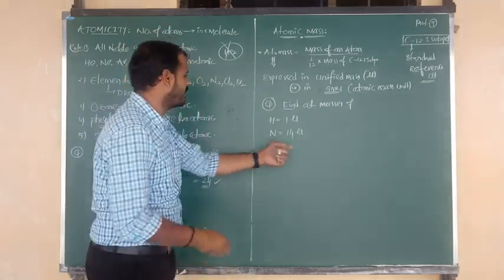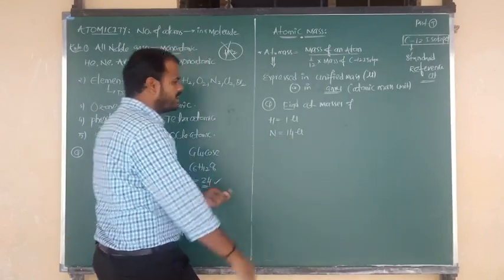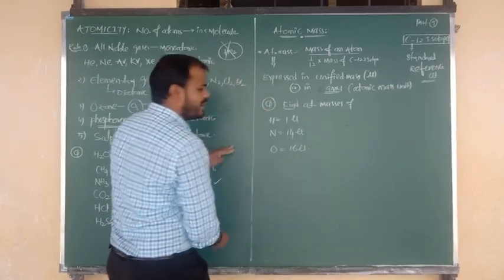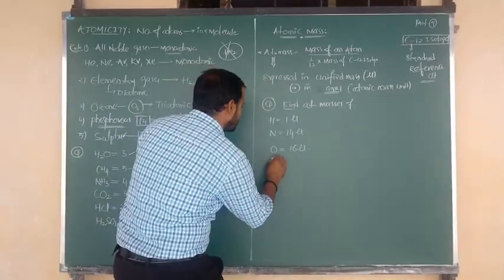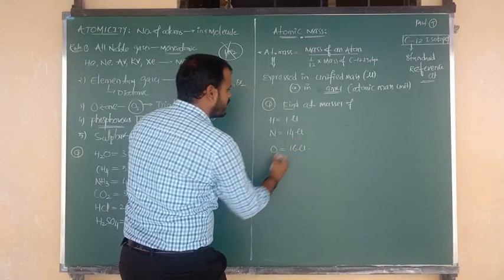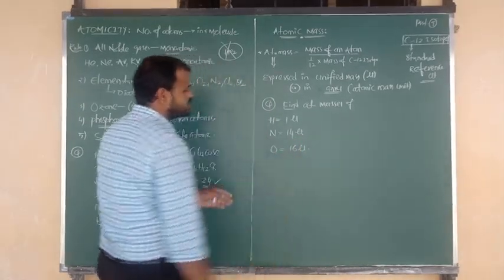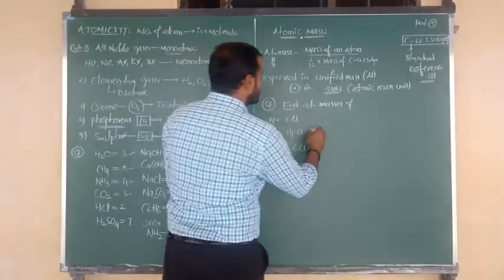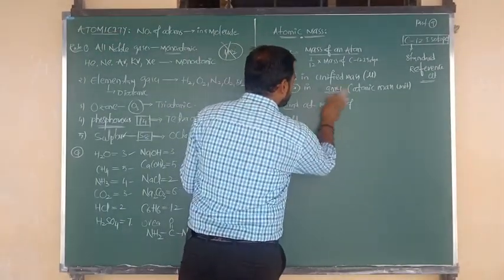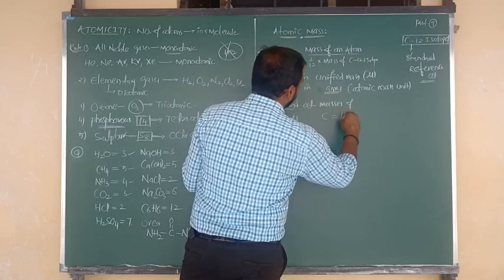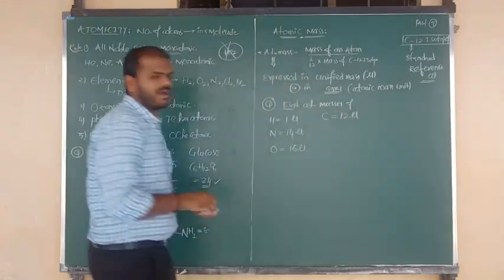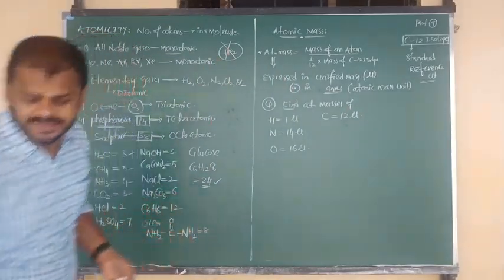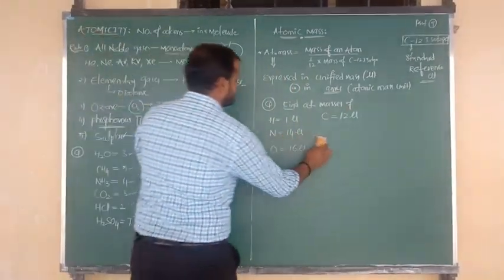So nitrogen is how much? 14 unified mass. And the next one is oxygen. It contains 16 unified mass. Nitrogen, 14 unified mass, and oxygen equals 16 unified mass. Like that, try to remember. And carbon: its atomic number is 6, mass number is 12. It contains 12 unified mass. Like that, we have to write the information. I hope you understand. So next is about molecular masses.